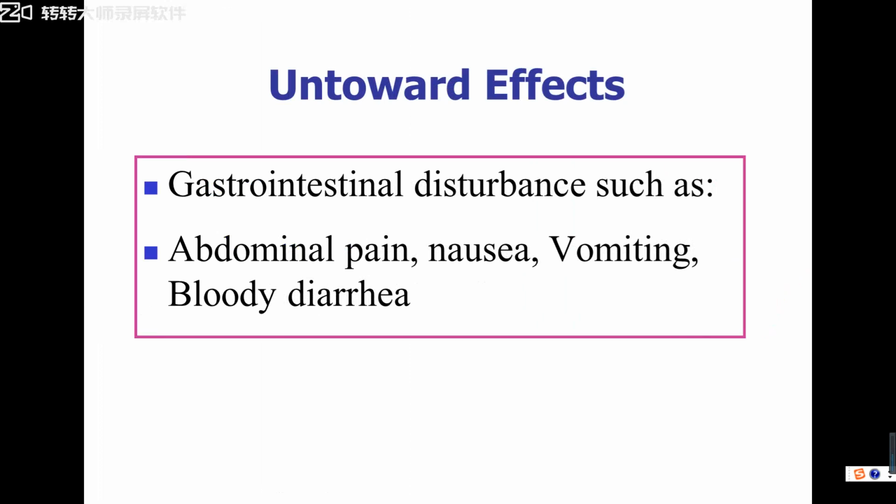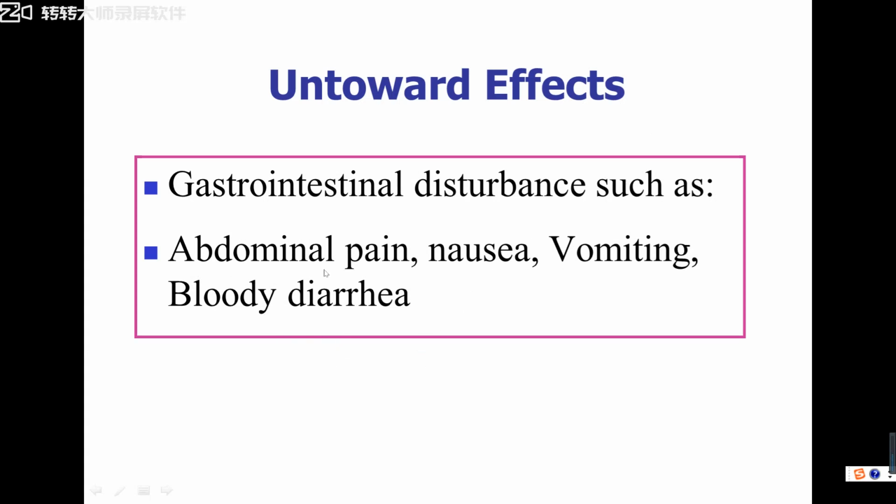Ferrous salts have some adverse reactions, such as gastrointestinal disturbance: abdominal pain, nausea, vomiting, and bloody diarrhea. So, doctors, you must tell anemia patients that when we give ferrous salts, they need several months before the red blood cell count increases.